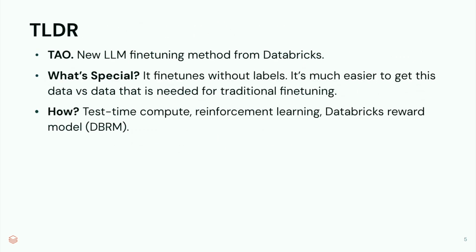So the quick takeaway, very briefly, is TAO. It's a new fine-tuning method. It uses reinforcement learning, uses a bunch of ideas, but the goal is to make it work with the data you have. And the thing that makes it special is you don't need labeled data. It's getting the labels that seems to be the most nightmarish thing for people. And you don't need that.